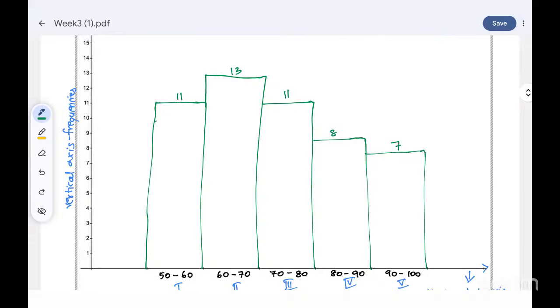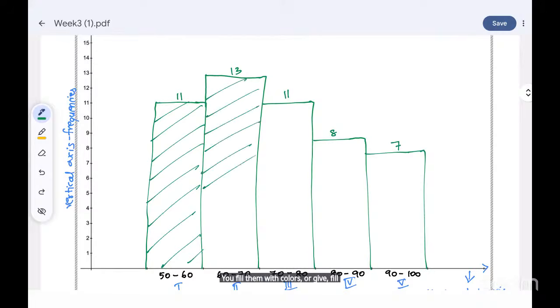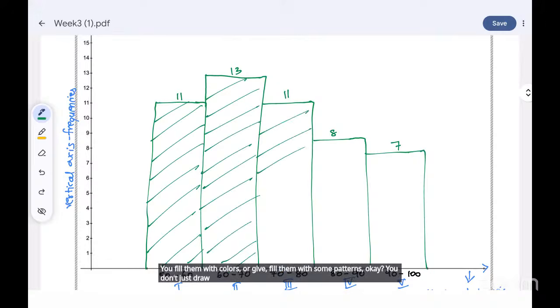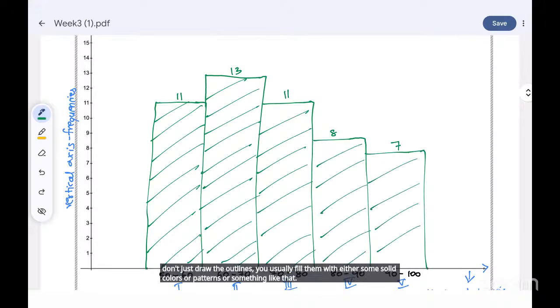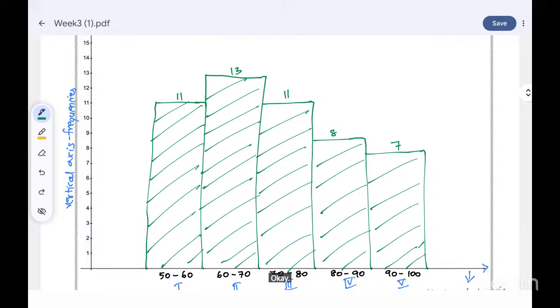Okay, so usually you shade them or fill them with colors or some patterns. You don't just draw the outlines, you usually fill them with either solid colors or patterns or something like that. Okay, so this is our histogram.